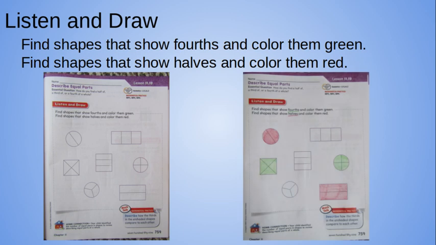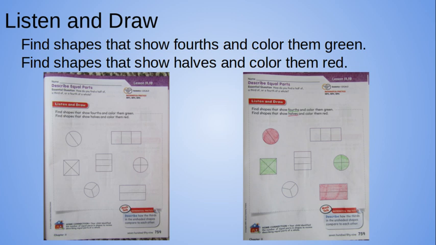All right, so there were 2 shapes that were divided into fourths, the green square and the green circle that I colored. And there were 2 shapes divided into halves, 2 equal parts, the red circle and the red rectangle. Take a look at the 3 shapes that we didn't color in. All 3 of those shapes show thirds, 3 equal parts.